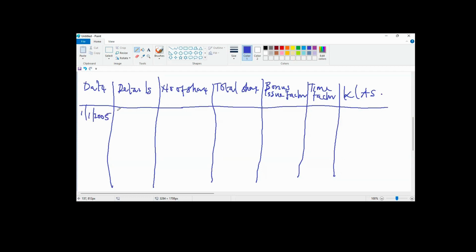January 1, 2005. Opening balance, which is the closing balance of last year, 12 million. Right issue on 1st April 2005, the last date where it was at the rights.